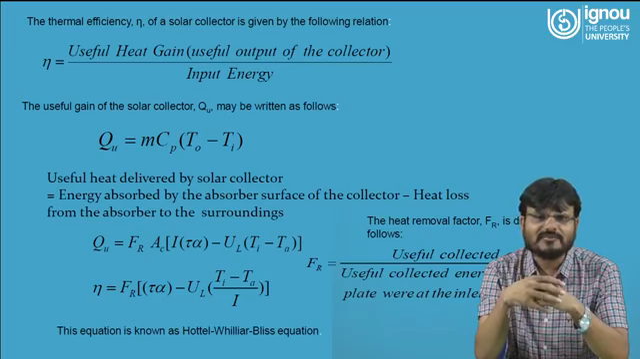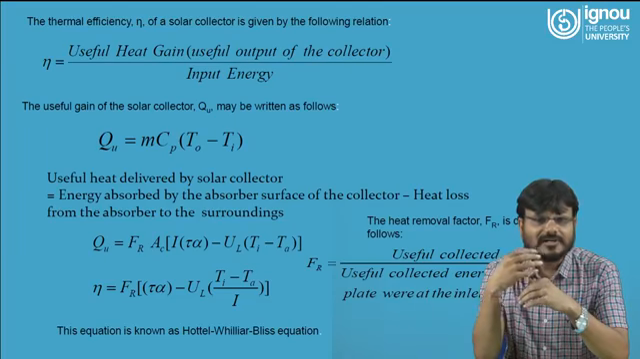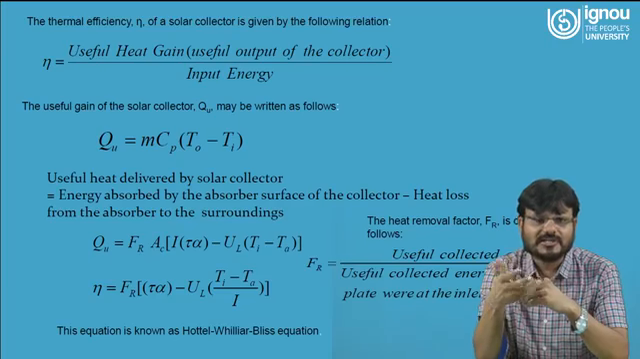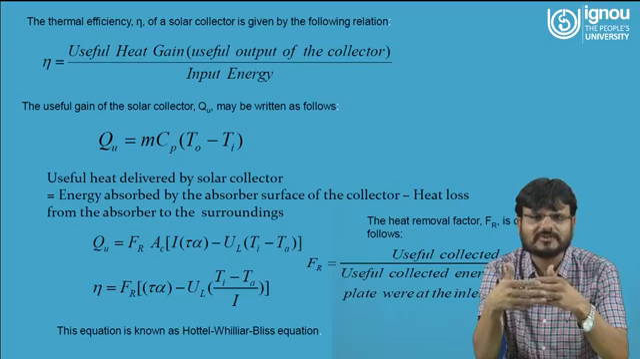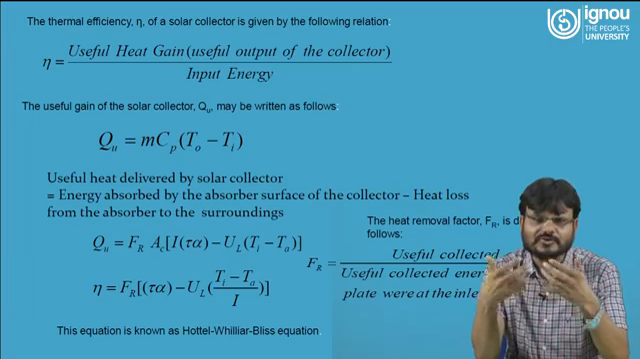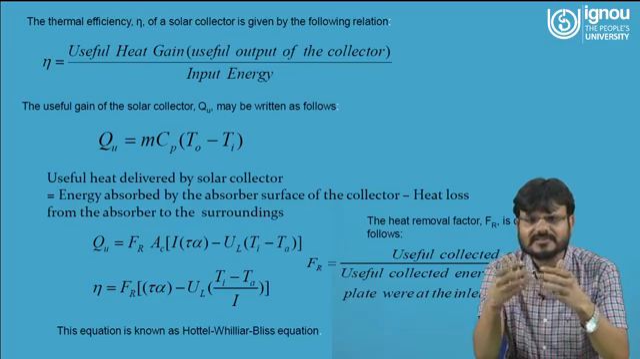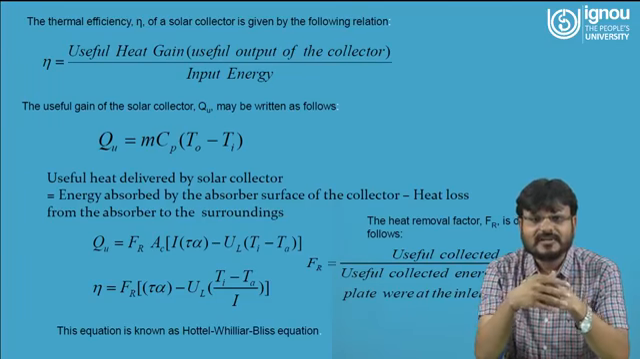Another parameter by which you can increase the efficiency of the solar collector is Fr. That means if you are able to increase the heat removal factor, you can get more hot air, that is, more heat. Another factor is what? If you are able to reduce the overall heat transfer coefficient. And how can the overall heat transfer coefficient be reduced? By using proper insulation. You can decrease this overall heat transfer coefficient.